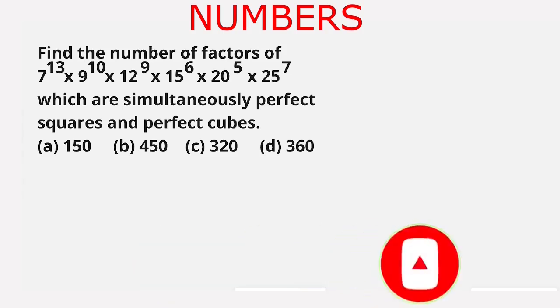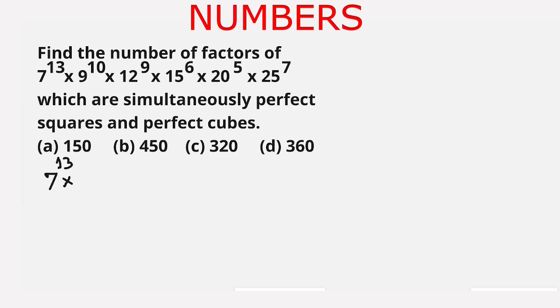The given number has to be factorized into prime factors, and we can write it as 7 to the power 13 as 7 is prime number, multiplied by 9 can be written as 3 to the power 2. So 9 to the power 10 will be 3 to the power 20. 12 can be written as 2 to the power 2 multiplied by 3. So 12 to the power 9 will be 2 to the power 2 as power 9. It will be 2 to the power 18 and 3 to the power 9 multiplied by 15 to the power 6. 15 can be factorized into 3 multiplied by 5.